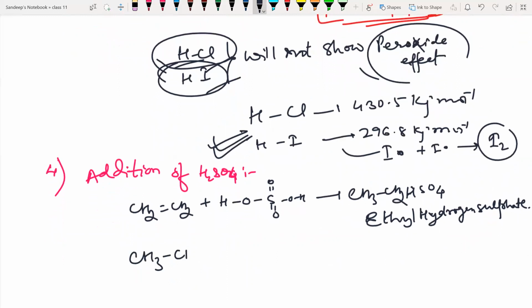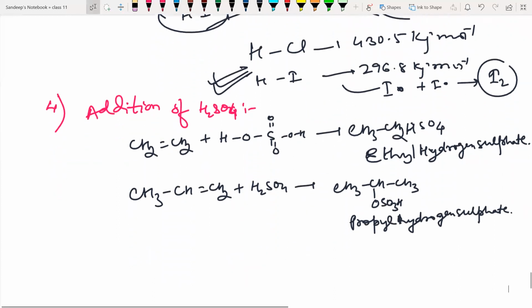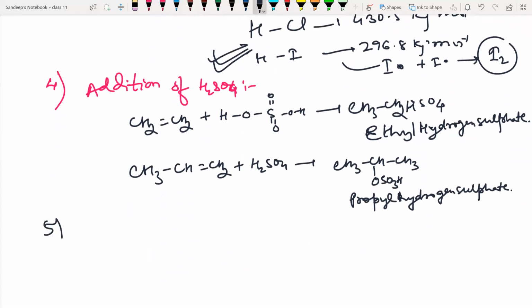Similarly, propene will react with H2SO4 to form propyl hydrogen sulfate. Propyl hydrogen sulfate. Addition of water.